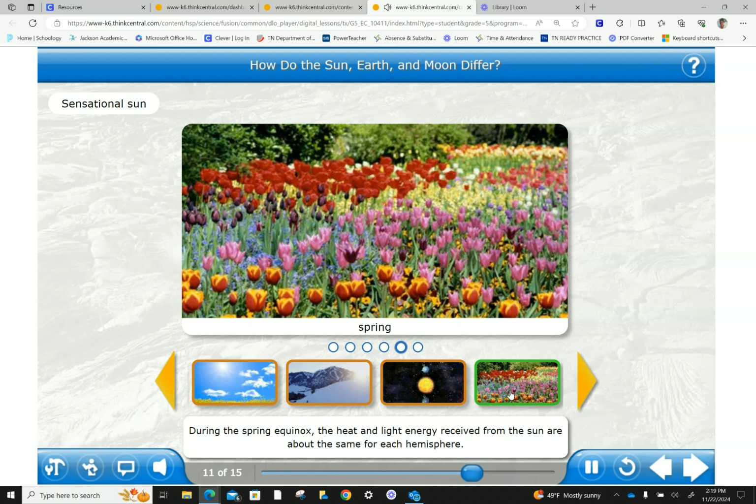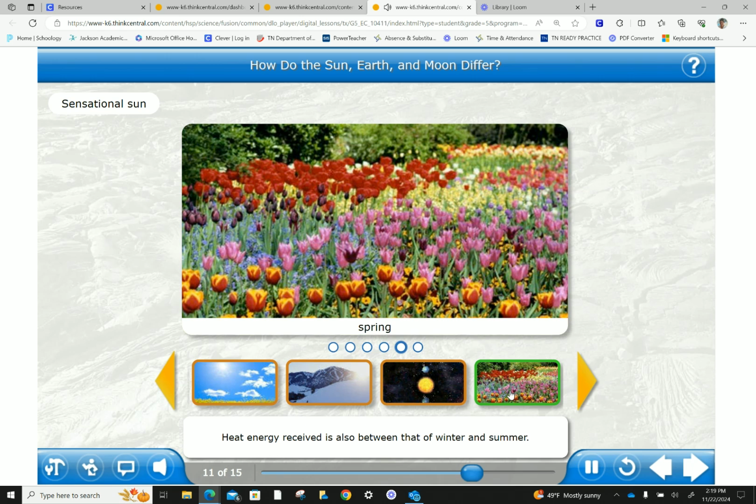During the spring equinox, the heat and light energy received from the sun are about the same for each hemisphere. The sun's rays aren't hitting us directly, but they aren't at the greatest angle either. Since the poles are again not tilted toward or away from the sun, days and nights are the same length. Heat energy received is also between that of winter and summer. Warmer weather is great for flying kites and going on long walks.